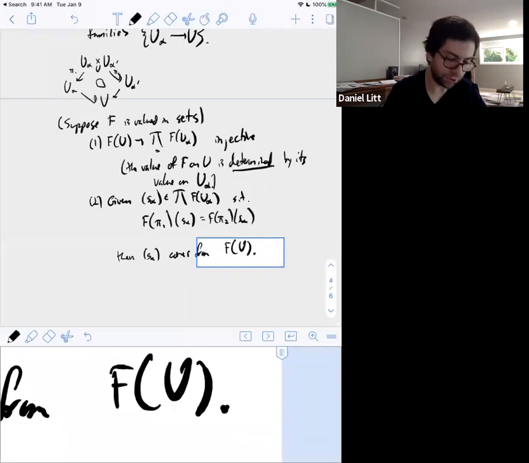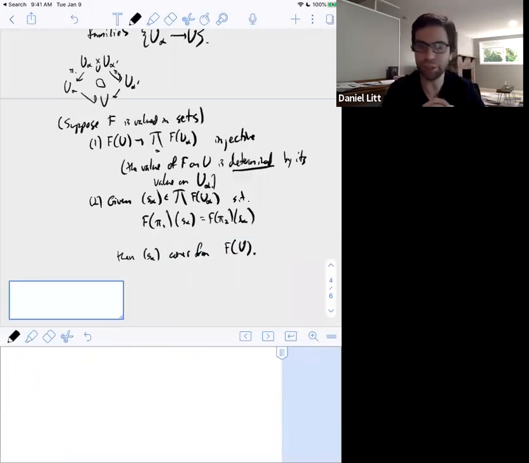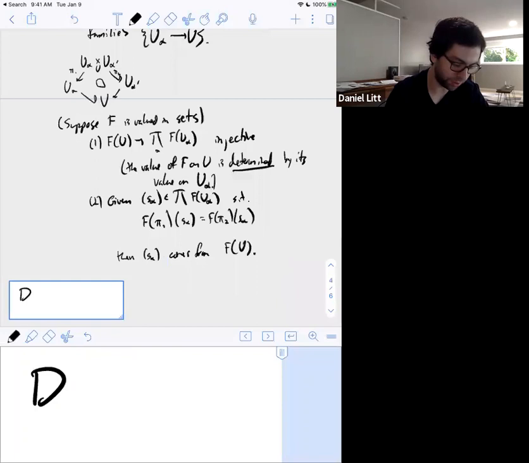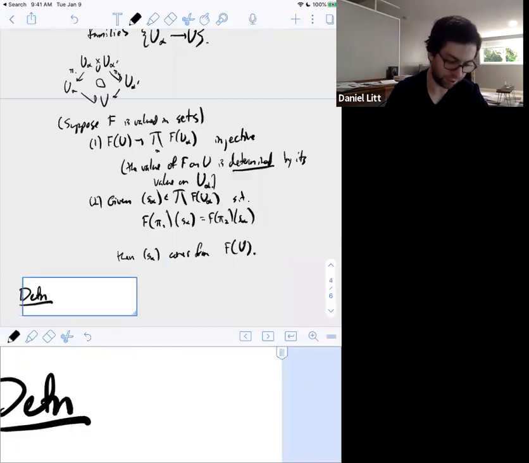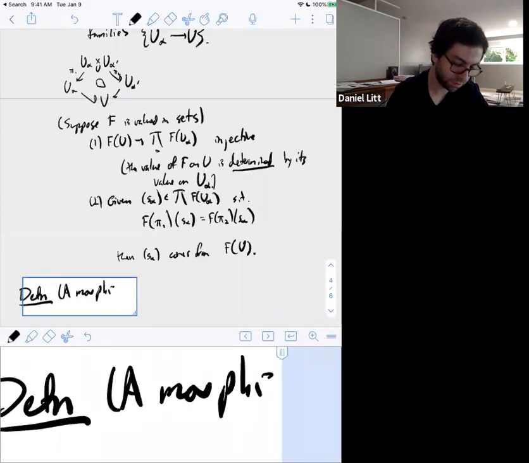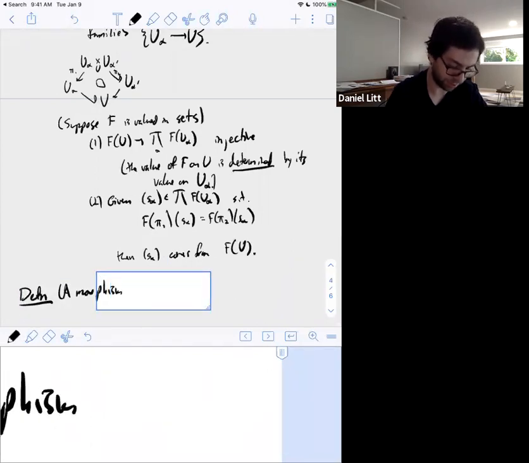Okay, so I've now told you what a sheaf is and a pre-sheaf. I should now tell you what a morphism of sheaves, pre-sheaves are. So this is the definition of a morphism. And don't worry, we'll get lots of examples.